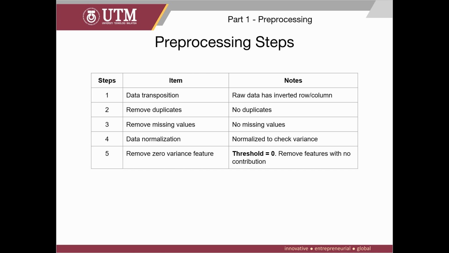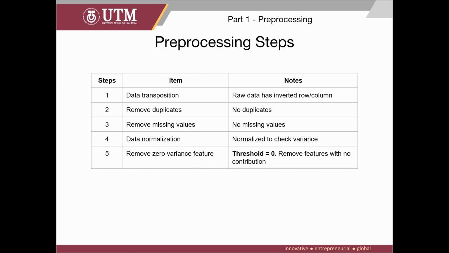So the step 2 is to remove the duplicates. So I have checked the data. There is no duplicates in the dataset. So the step 3 is to remove missing values. In this step, I have also found out that there is no missing value in the dataset. The next step is data normalization. I perform normalization basically to normalize the data into the range of 0 and 1. So part of it is because I want to also check the variance of the data.